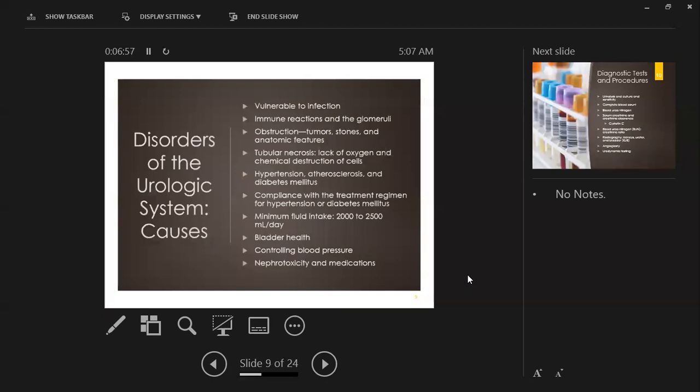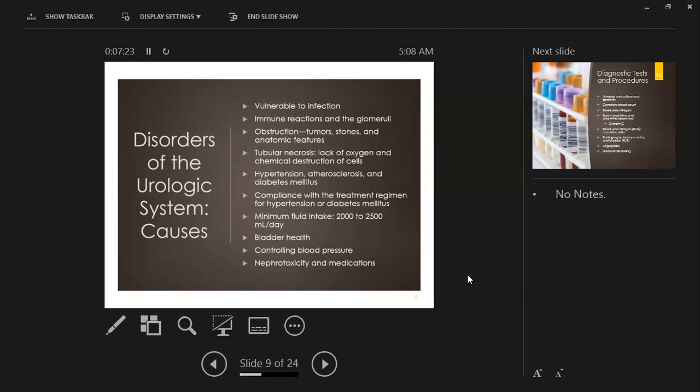What are some disorders of the urologic system and their causes? Well, if you've got disorders, you may be infected. You may be vulnerable to infection. You also may be having an immune response or immune reaction inside of the glomeruli. There may be some kind of obstruction, like a tumor or a kidney stone, or some kind of anatomic feature, like an overgrowth or a stenosis.